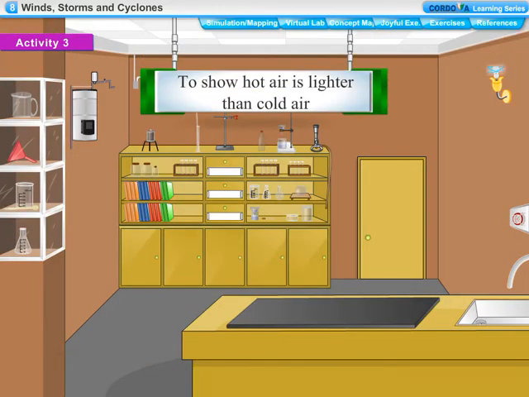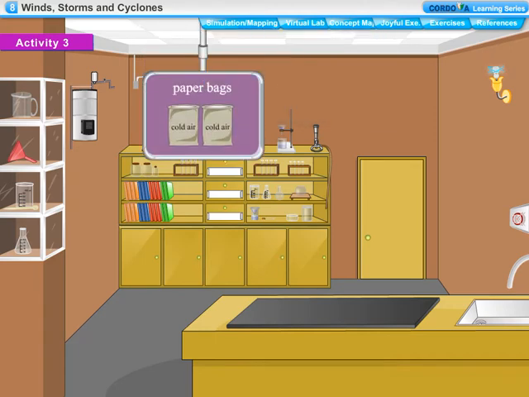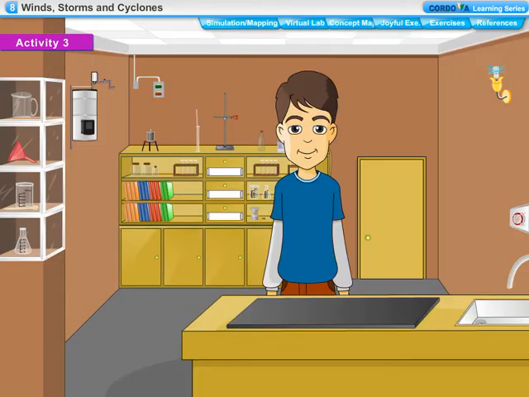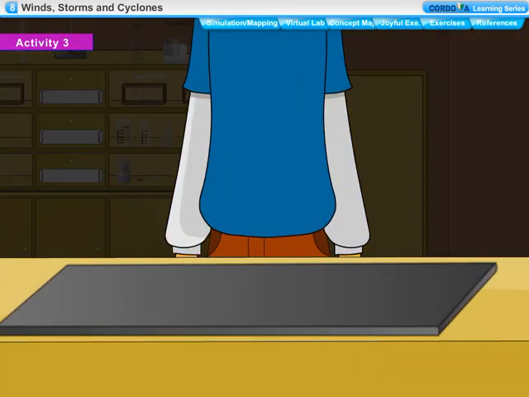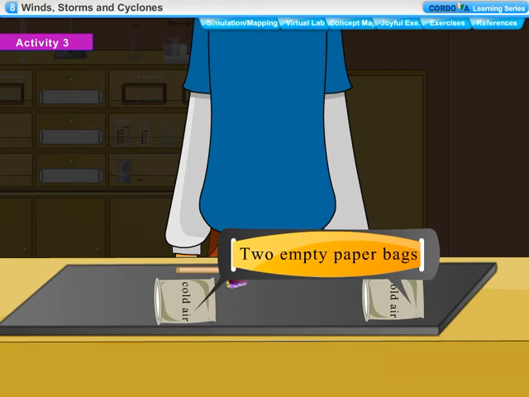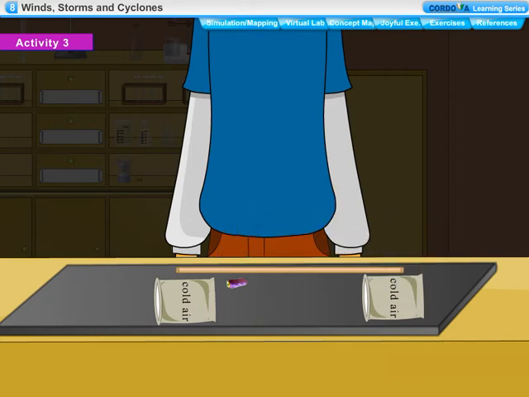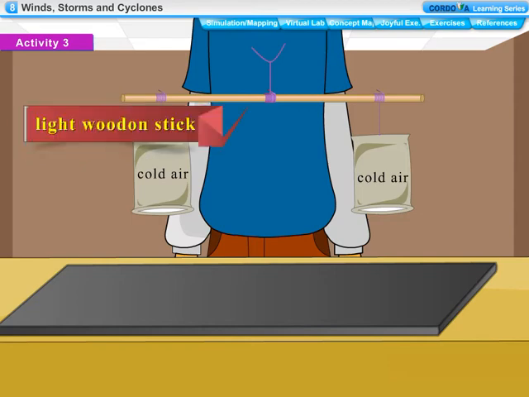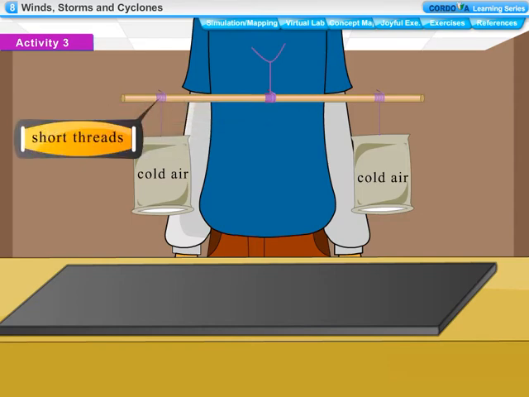Activity 3. To show hot air is lighter than cold air. Things needed: 2 empty paper bags of same size, wooden stick, thread. Method: we take 2 empty paper bags or empty paper cups of exactly same size. Hang the 2 paper bags in the inverted position with their faces pointing downwards on the 2 ends of a light wooden stick with the help of short threads. Tie a piece of thread in the middle of the stick. The other end of this thread is tied to a hook fixed in a rigid surface.